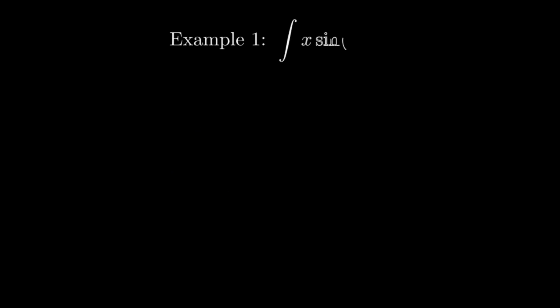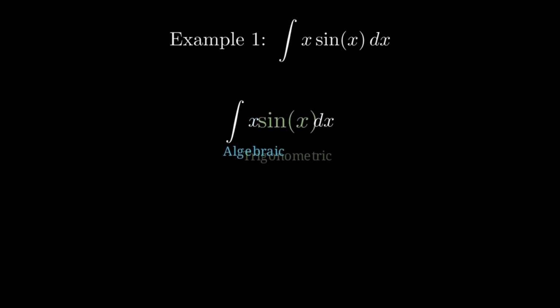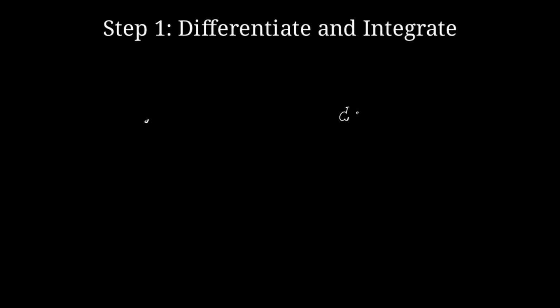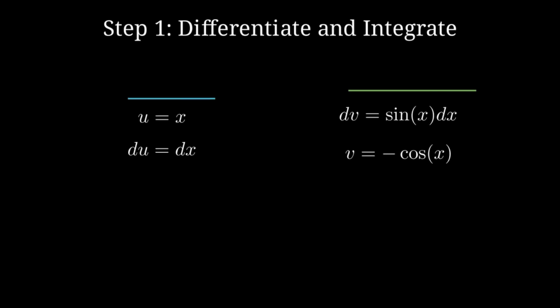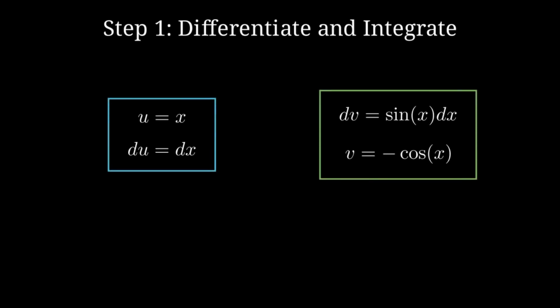Let's apply this. In the integral of x times sine of x, x is algebraic and sine is trigonometric. Since A comes before T in ALATE, we set u equal to x and dv equal to sine of x dx. Now we perform the operations. Differentiating u gives us du equals dx. Integrating dv gives us v equals negative cosine of x. We now have all 4 components needed to fill in our integration by parts formula.